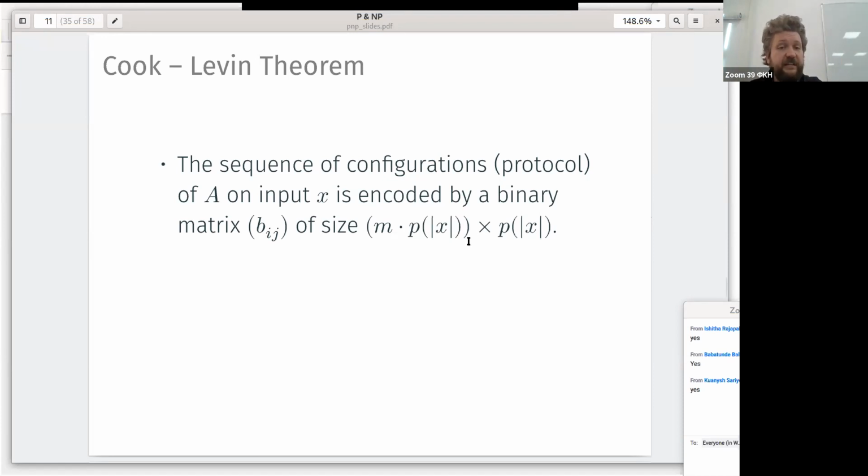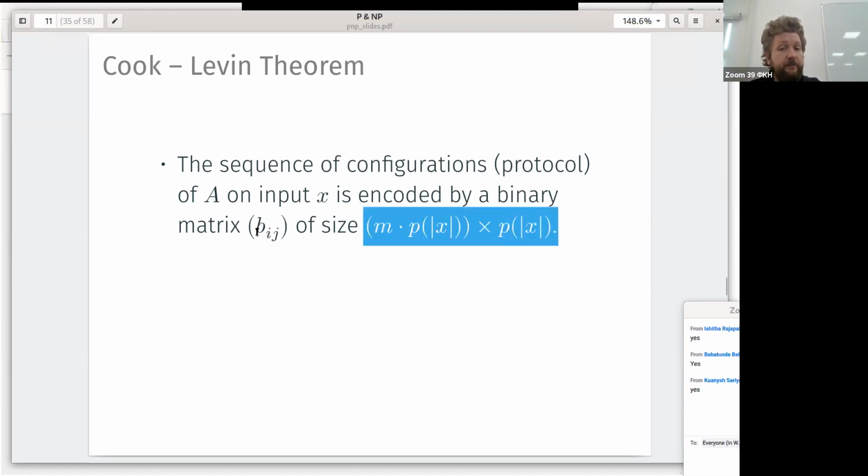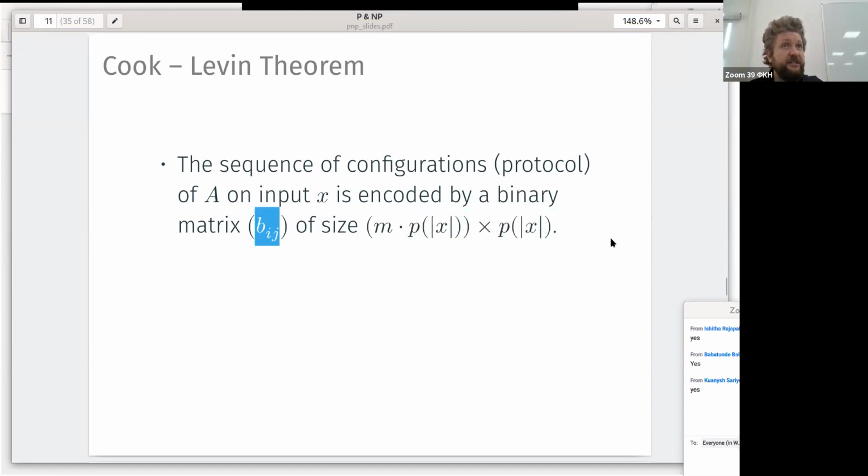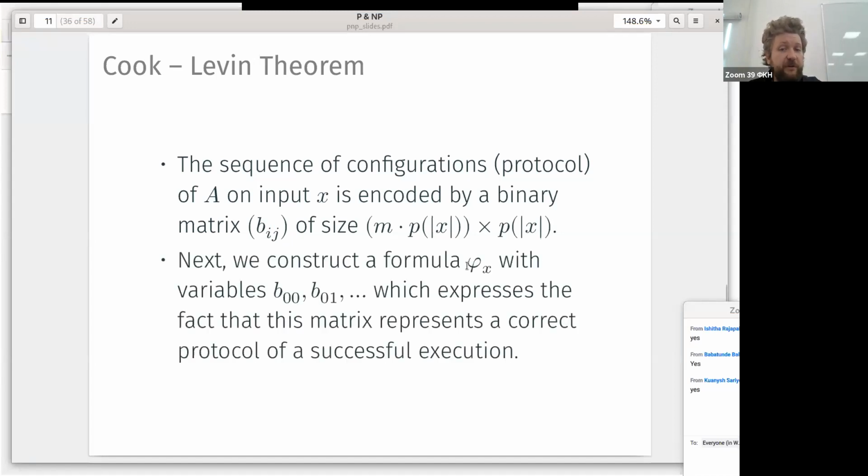And next, we introduce this number of Boolean variables, Bij. Each Bij is a specific Boolean variable. There's a big amount of them, but remember, it's polynomial. This protocol has a polynomial size. And next, we construct a formula, phi x, with these variables, B00, B01, etc., which expresses the fact that this matrix represents a correct protocol of a successful execution of the Turing machine on the input X.